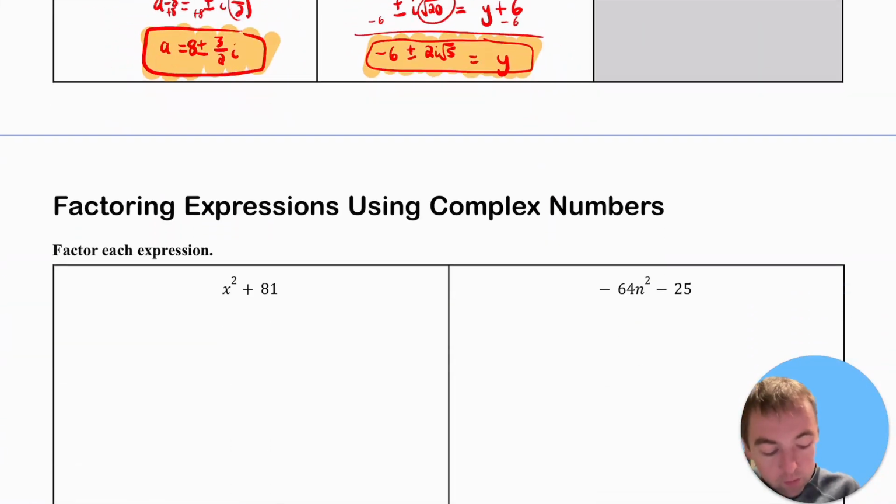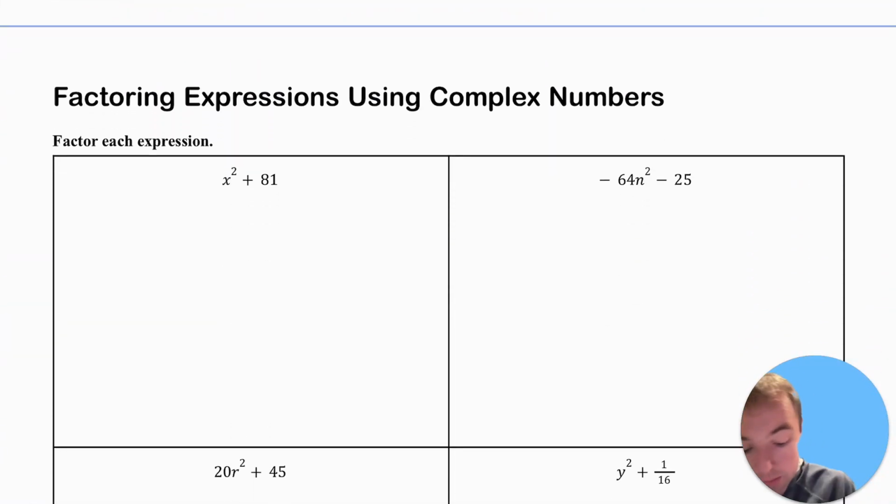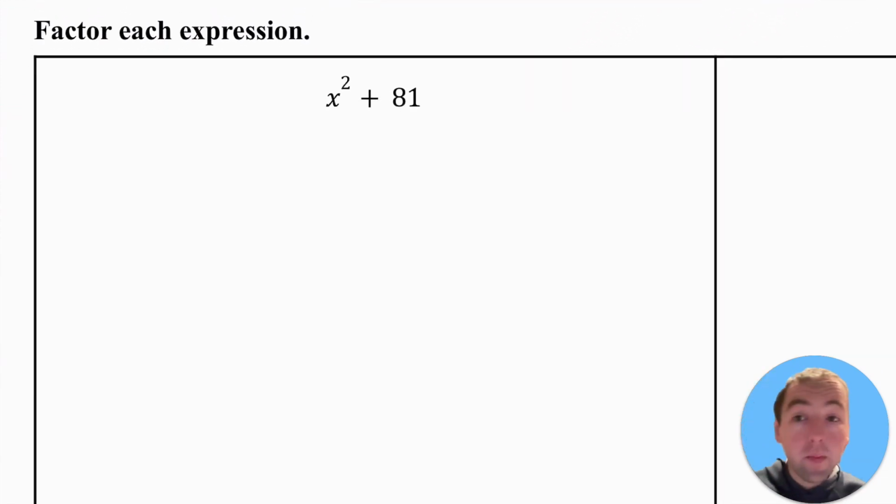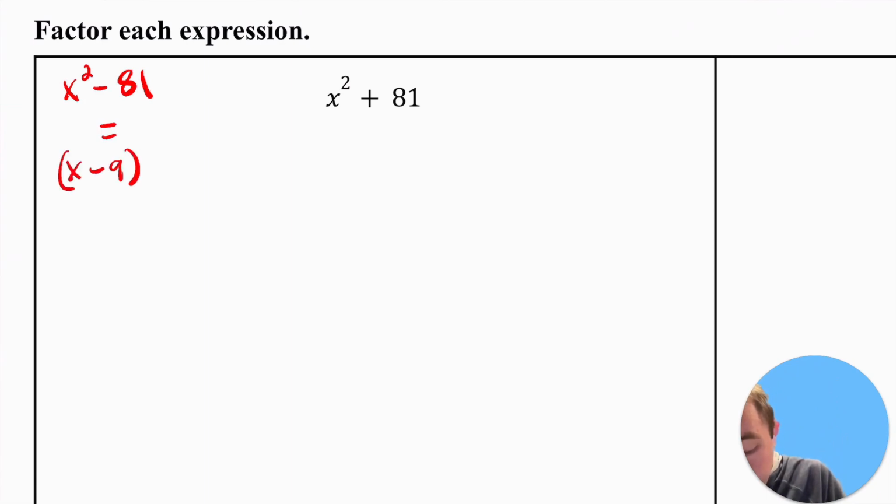Beautiful. All right, so one last thing, and then we'll wrap things up here. It does turn out that we can use complex numbers to factor expressions. A similar expression that we've learned to factor is x squared minus 81, because if you FOIL out x minus 9 with x plus 9, that's going to equal x squared minus 81.